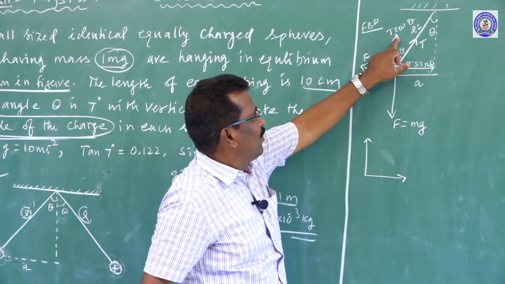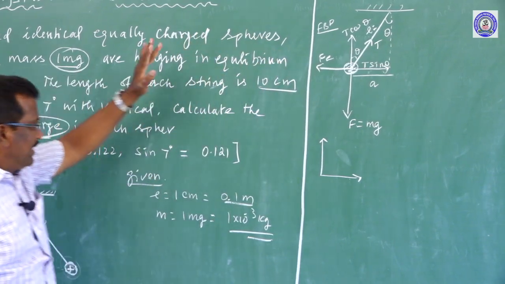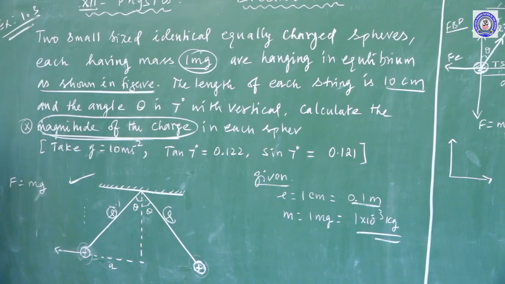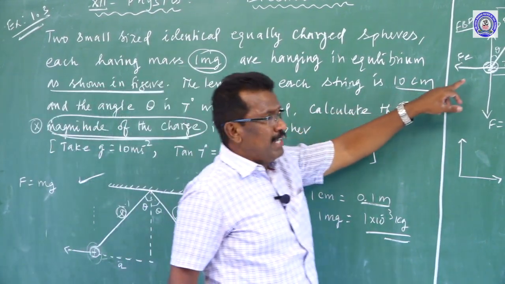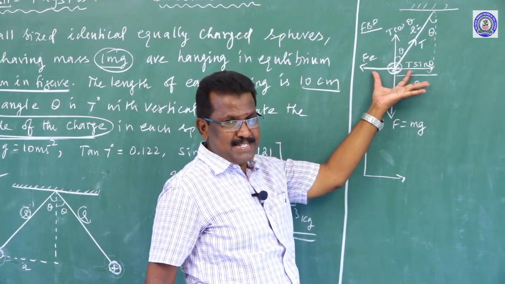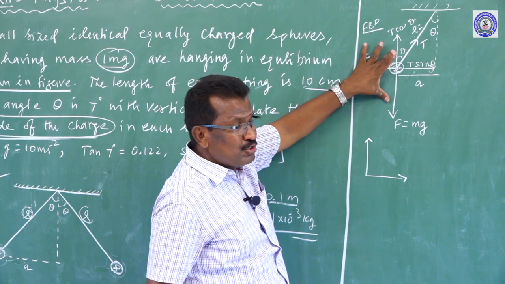Along the x axis and along the y axis, one is T sin theta, another one is T cos theta. Okay, let's start our problem. How to calculate the magnitude of the charge? By using Newton's second law, F is equal to ma, the acceleration along the x axis is 0. Similarly, the acceleration along the y axis is also 0.